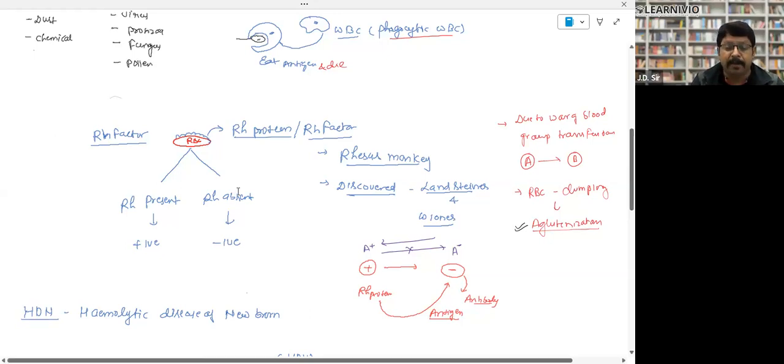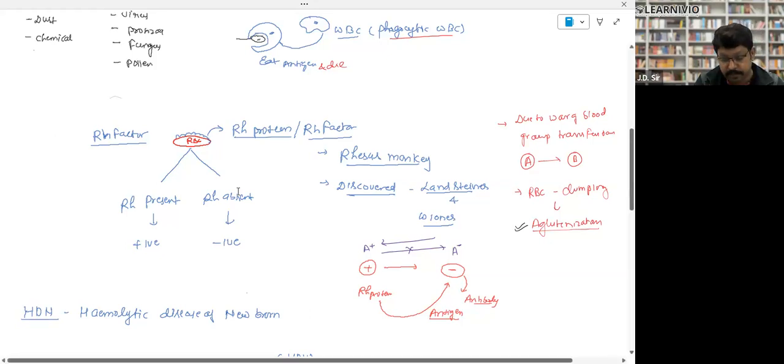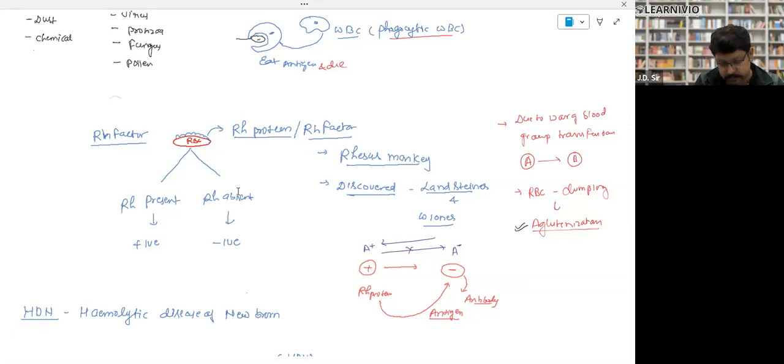Now, what will happen if a wrong blood group is given to any person? Suppose that a person has A blood group and unfortunately someone has given B blood group. What will happen with that? The other blood that is transfused will be attacked by the body's blood group. Okay, means the recipient.